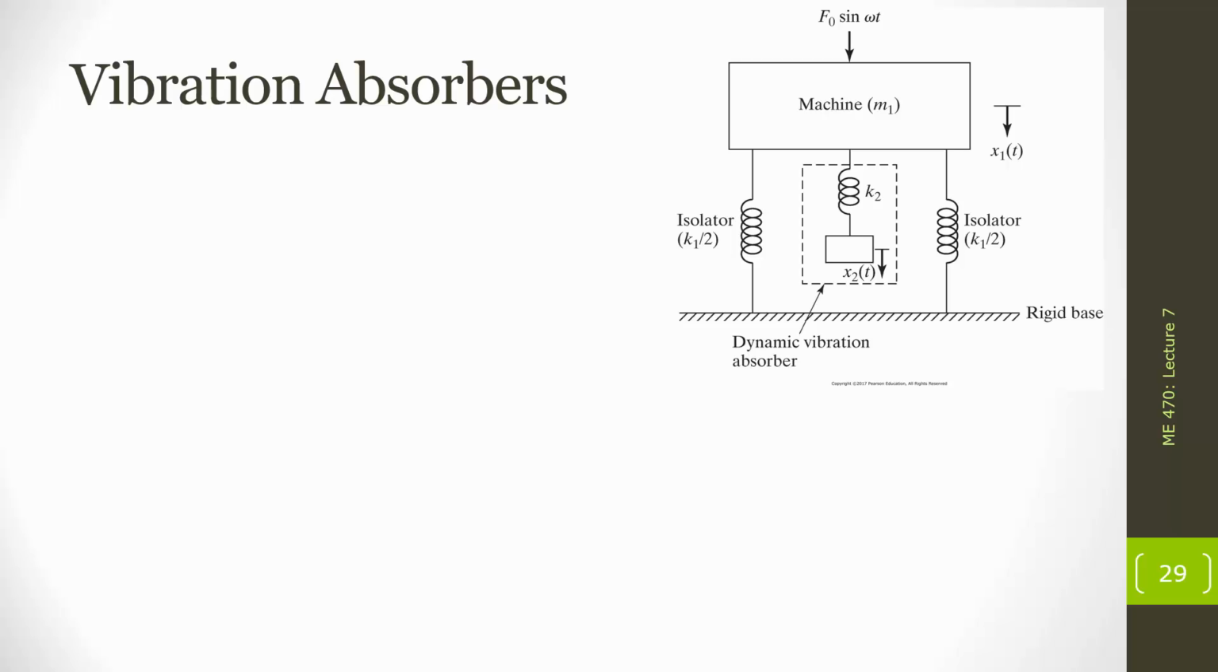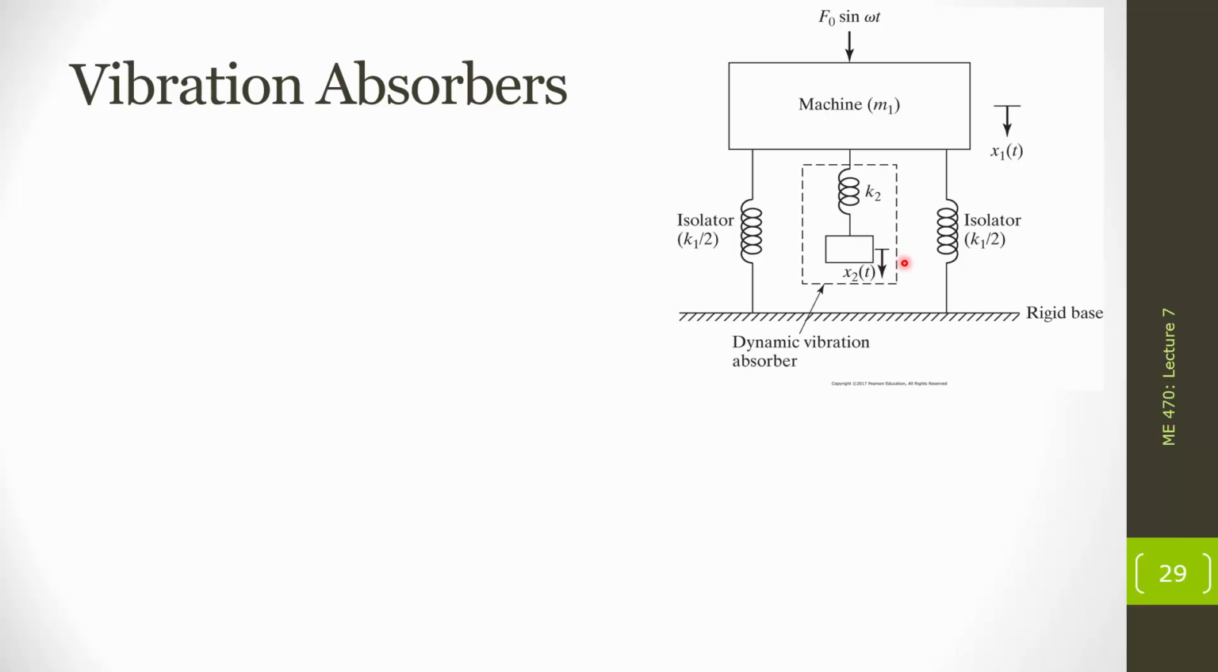So here we're modeling it as an undamped system because that way the natural frequency is going to be where resonance is occurring directly. If x1 is what we want to limit, what we're going to do is add this vibration absorber attached to our main machine or our main mass.